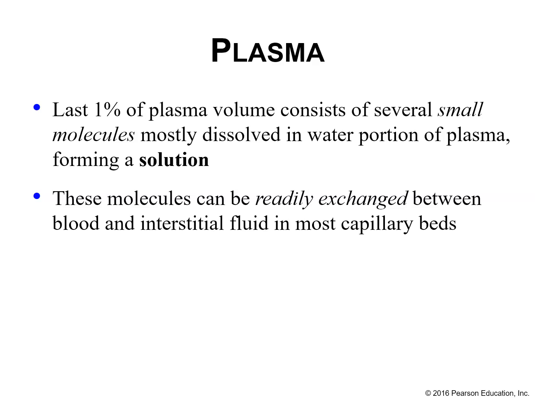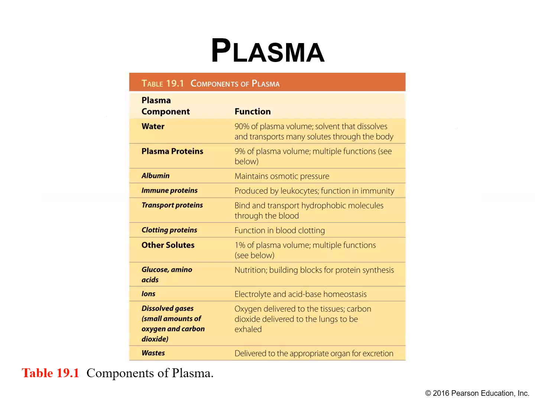And then the last 1% of your plasma volume is primarily small molecules dissolved in solution, which form most of your electrolytes, like sodium and potassium and calcium and so forth. Those molecules are generally readily exchanged between the blood and the interstitial fluid in your capillary beds. So this table, 19.1, gives you a list of all of these components of your plasma, their approximate percentage, and their functions within the plasma.